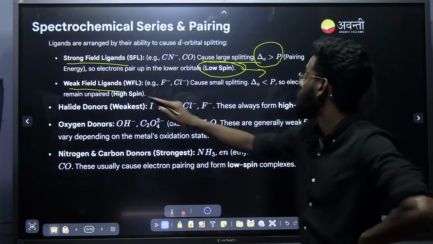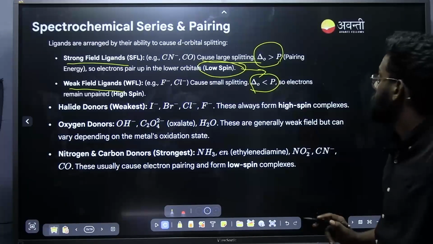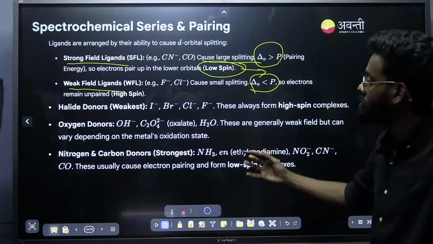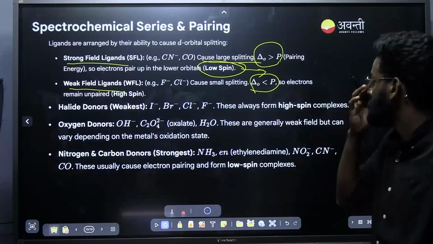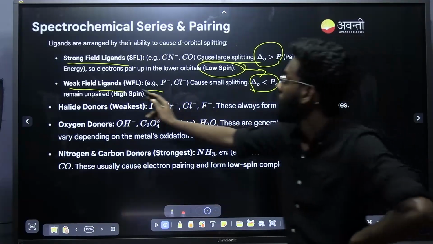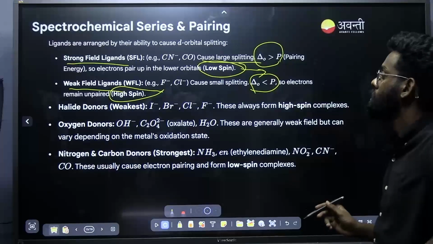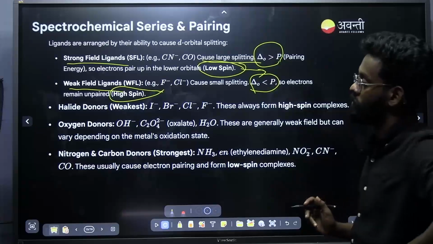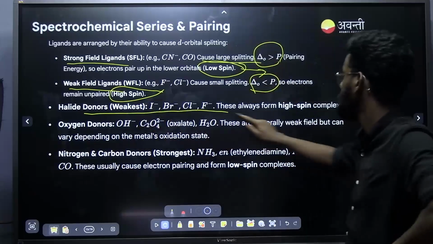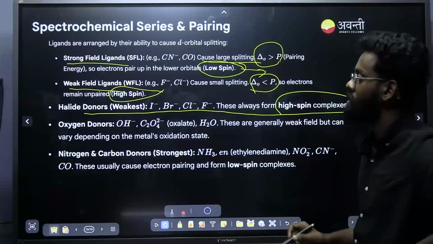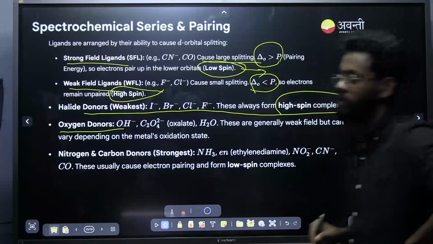Now in the case of weak field ligand, their splitting energy will be very less. And as their splitting energy is less, they will remain unpaired. As they remain unpaired, you can see it will be forming high spin complex. The spin will be higher because it is weak field. Okay, now next one is halide donors. They form high spin complex. All the halogens will be acting as a weak field ligand, and all the oxygen donors also will be acting as a weak field ligand.